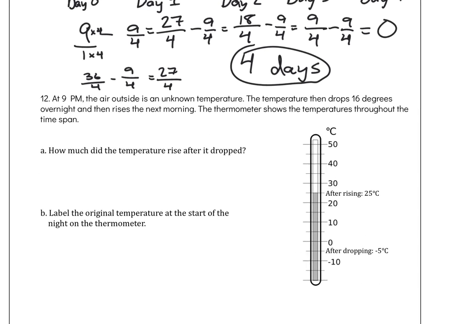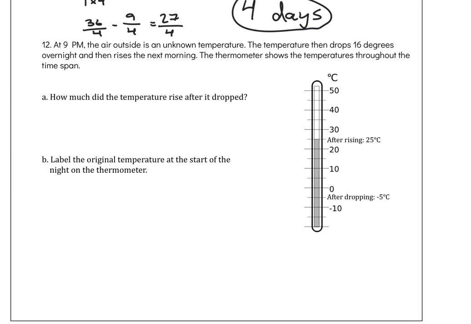Okay. For number 12, it says at 9 p.m. the air outside is at an unknown temperature. The temperature then drops 16 degrees overnight, then rises the next morning. The thermometer shows the temperature throughout the time span. So, two questions here. One, we want to see how much did the temperature rise after it dropped. Then we want to label where did we actually start? What was the original temperature at the start of the night on the thermometer?